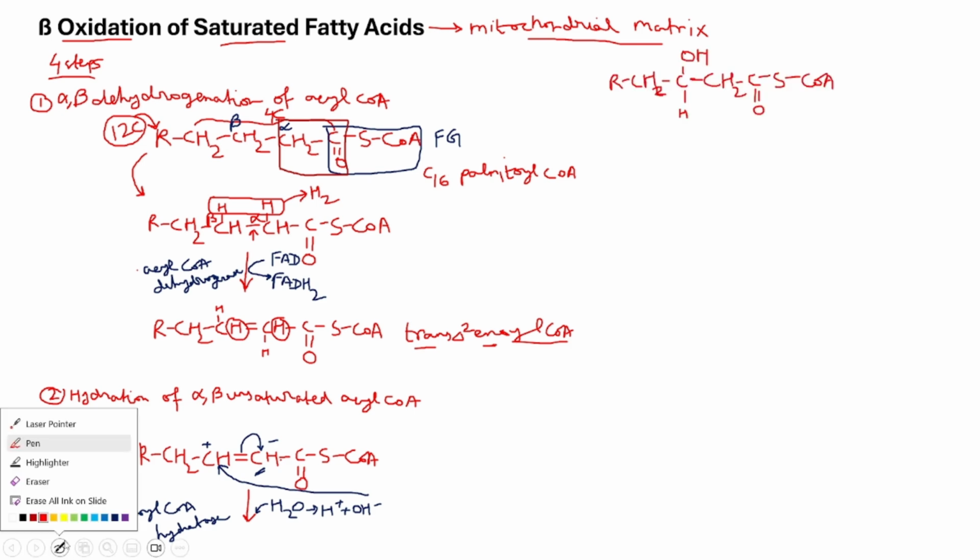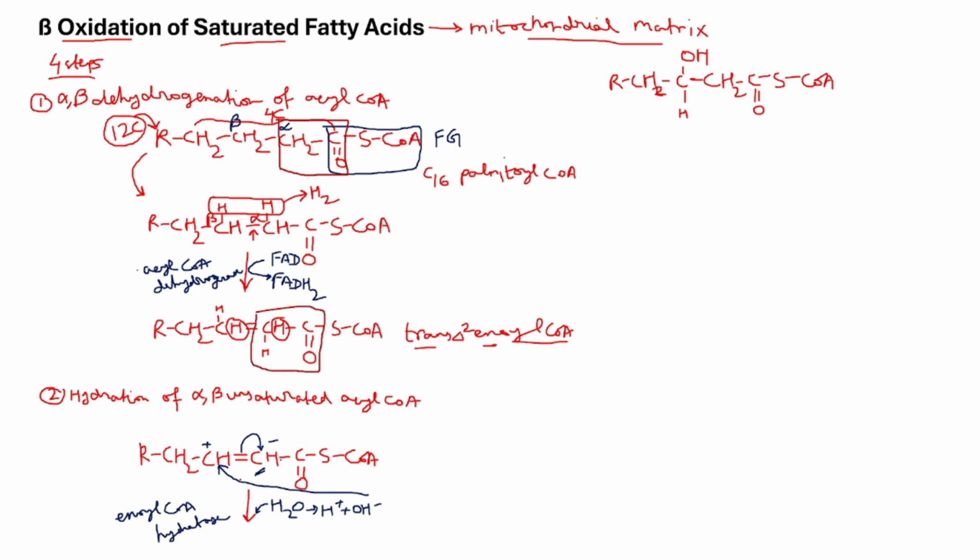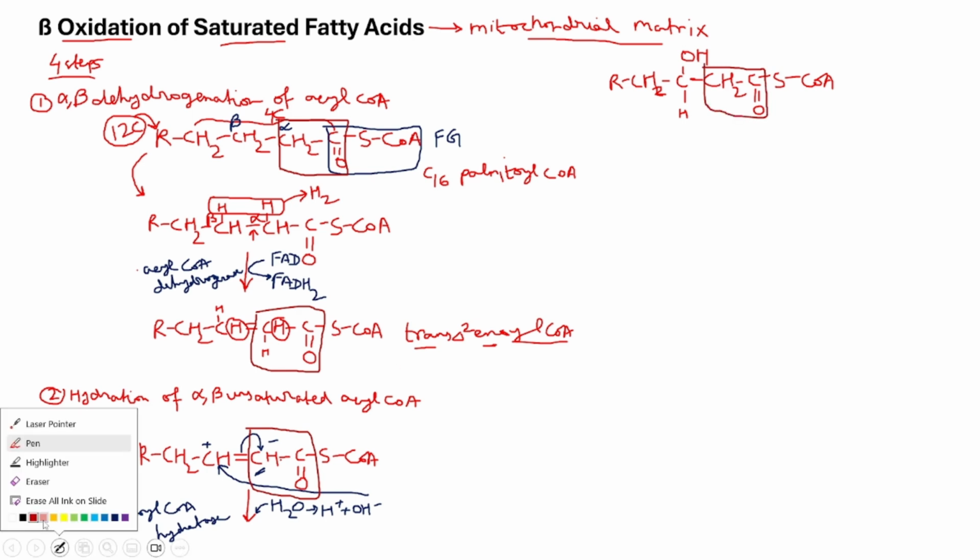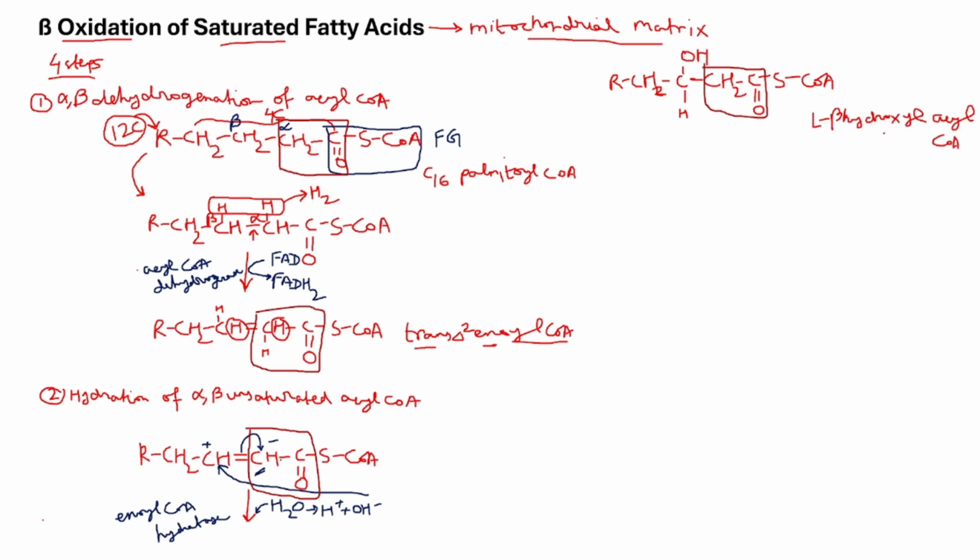So I have told you previously to keep this position in mind. The reason I will tell you at the end of the lecture. Alright, so this position, the alpha carbon along with the C double bond O group attached to it. Now this compound that we are getting here is called L beta hydroxy acyl CoA. Why L? Because it is an L isomer, and beta hydroxy because the hydroxyl group is attached to the beta carbon, and it is a fatty acyl CoA molecule. So this was your second step.